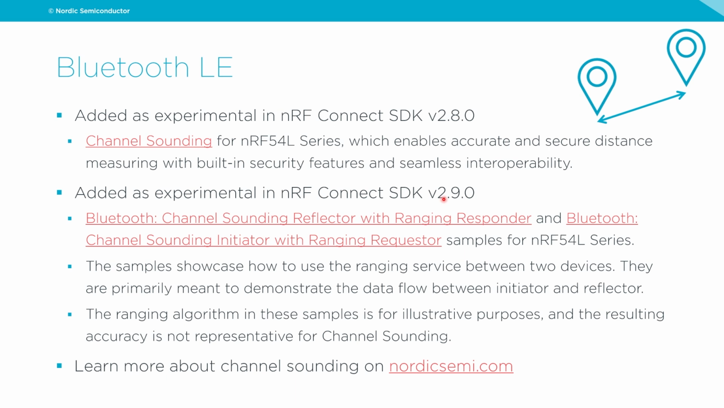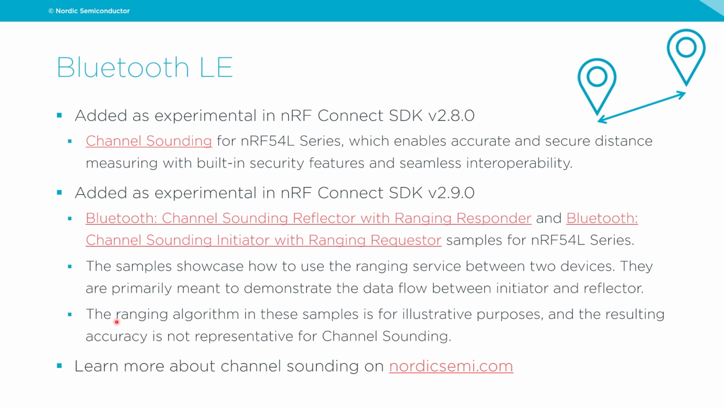And then in 2.9, we added on top of that, also as experimental, 2 samples: the channel sounding reflector with ranging responder and channel sounding initiator with ranging requester. These 2 samples show you how you can use the ranging service between these 2 devices. Basically, they will connect to each other, and they are mostly meant to demonstrate data flow between initiator and reflector. These are the technical terms for the 2 devices that use channel sounding to measure the distance between each other.